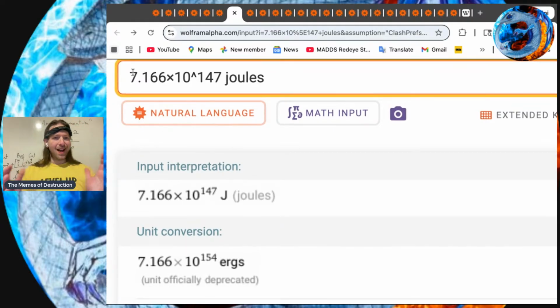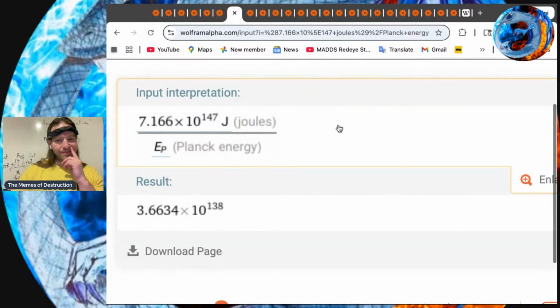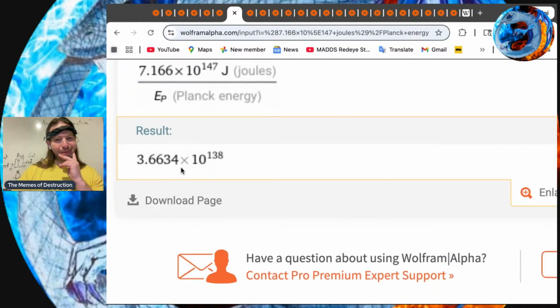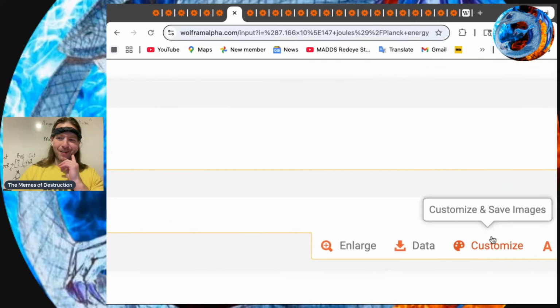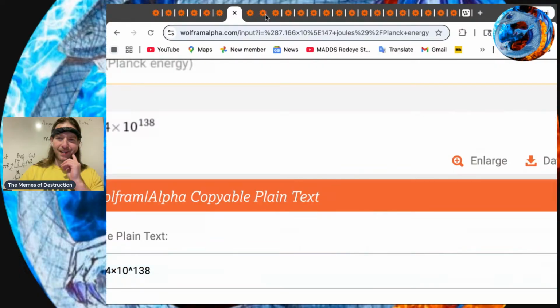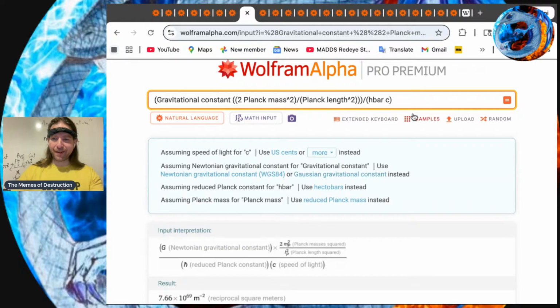Okay. How can we try to quantify this in a way that might make sense? This is a ginormous number of joules. I'm like, all right, well, let's look at it in a different form. Let's look at it in Planck energy. Divided by Planck energies. Okay. It gives us this number here. Does this number look a little familiar? So coincidentally, let's take this number. Let's grab it right here. Go over here. Okay, there's a couple modified equations there.